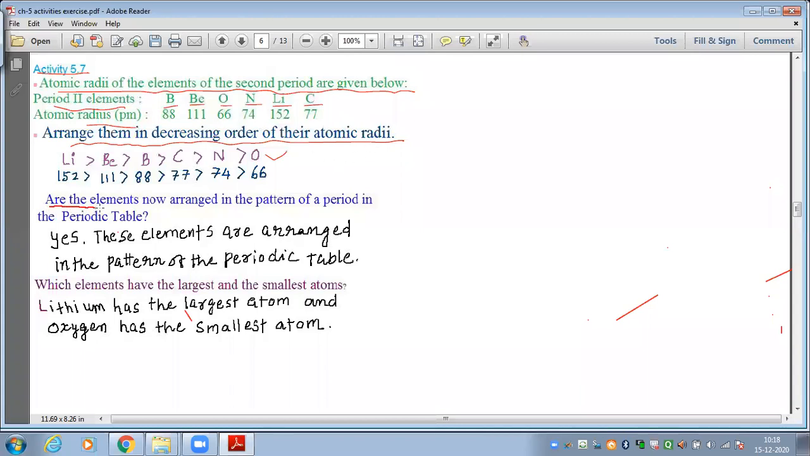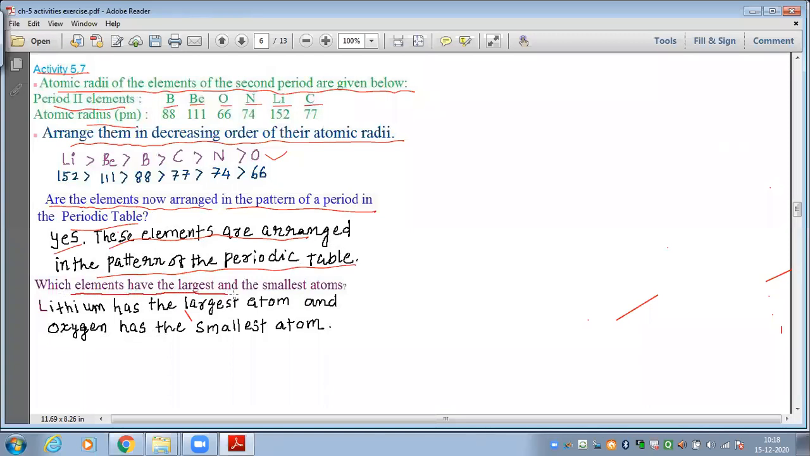Now we have the next question. Are the elements now arranged in the pattern of the period in the periodic table? Yes. These elements of period 2 are actually in the same order as in that period, and that is why we can answer yes. These elements are arranged in the pattern of the periodic table.